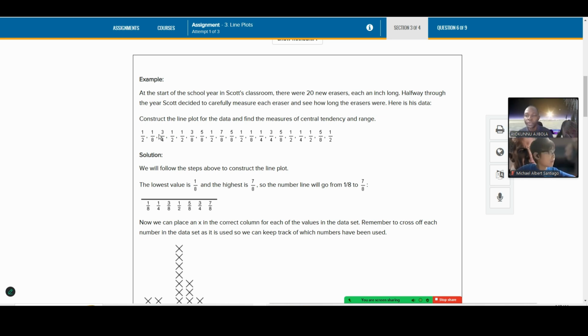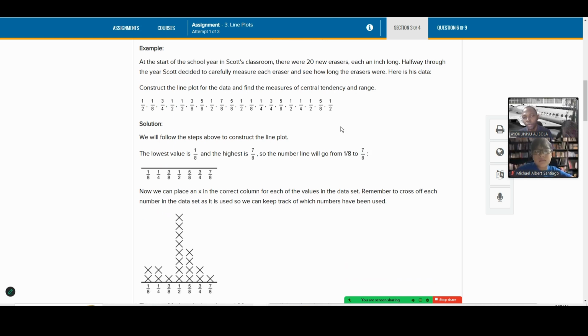And there will be some that would have been rarely used. So we want to measure how long they were towards the middle of the time. So construct the line plot for the data and find the measures of central tendency and range. That's the mean, median, mode, and range.